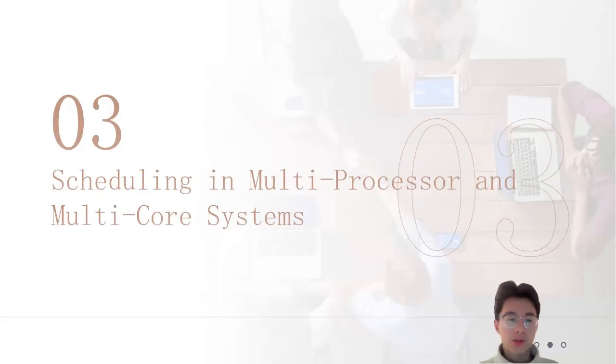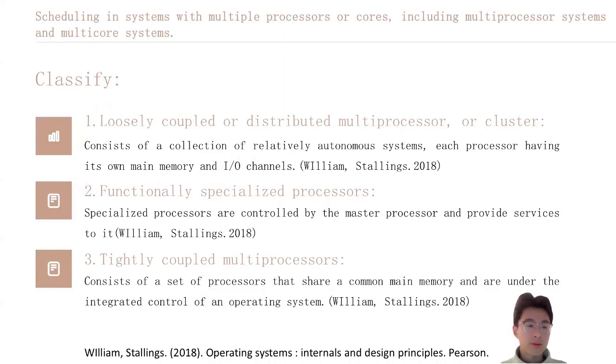In my part, I will introduce scheduling in multiprocessor and multi-core systems and real-time systems. So here you can see the types of multiprocessor. The first one is loosely coupled or distributed multiprocessor, or cluster. It consists of a collection of relatively autonomous systems, each processor having its own memory and I/O channels. The second one is functionally specialized processors, and the third one is tightly coupled multiprocessor.